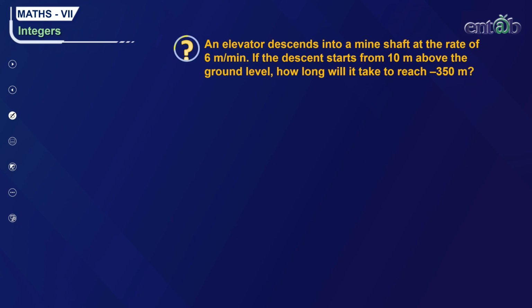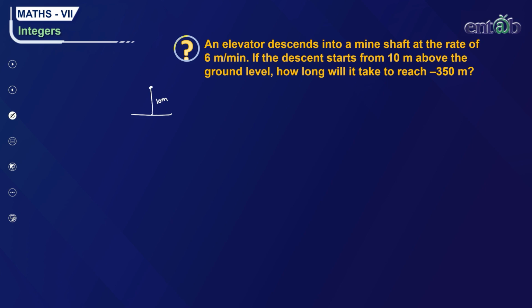An elevator descends into a mine shaft at the rate of 6 meters per minute. If the descent starts from 10 meters above the ground level, how long will it take to reach minus 350 meters? So, here is the elevator. Let's say this is the ground level and this is 10 meters above the ground level and the descent starts from here at this point.